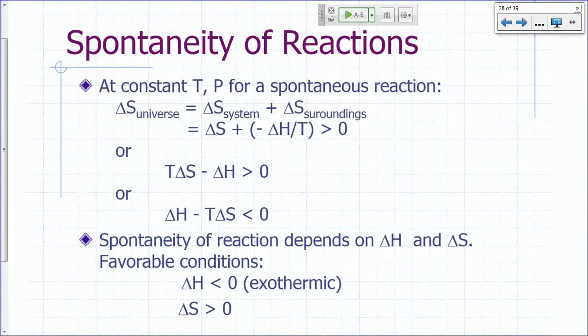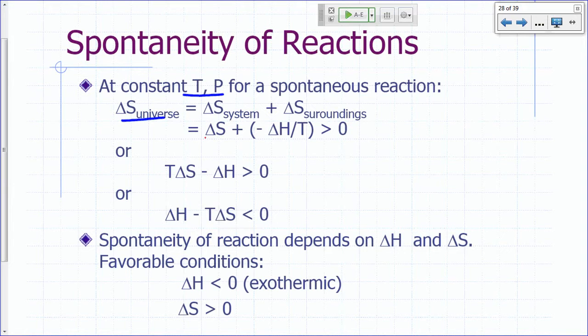At constant temperature and pressure, if you have a spontaneous reaction, what's our delta S? It's going to be the delta S for the system, and our system is your reaction mixture, right? Plus the delta S of the surroundings. Well, delta S of the surroundings will just be the heat that comes in or out of your surroundings divided by the temperature of the surroundings. So it's negative delta H over T, and delta H is the delta H for the reaction.